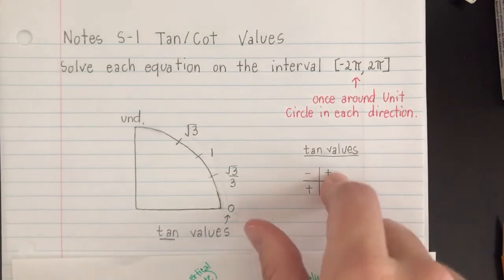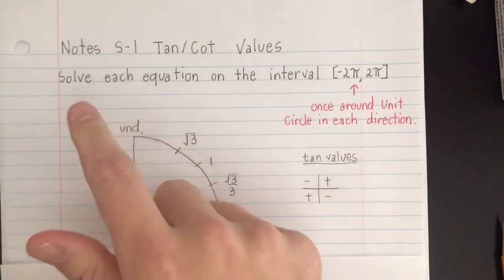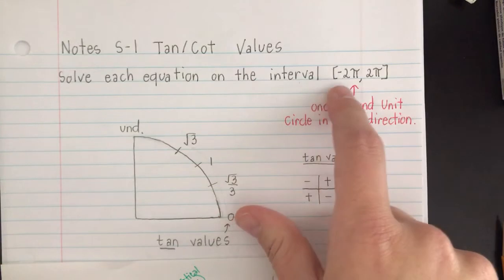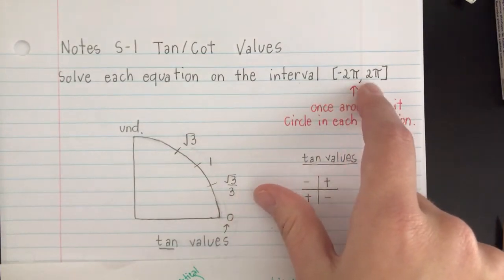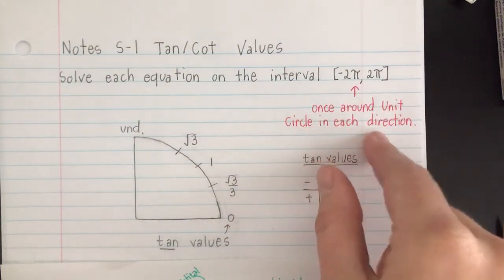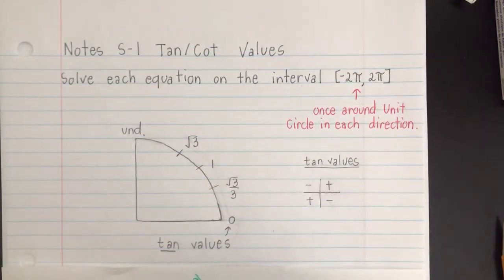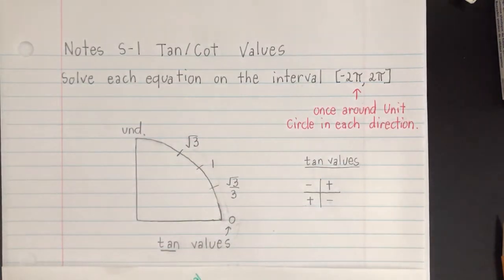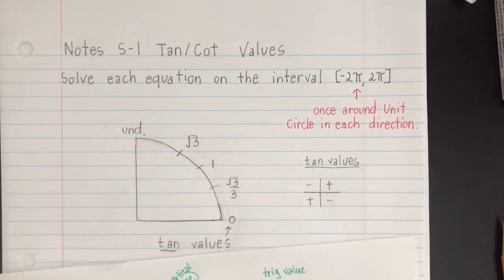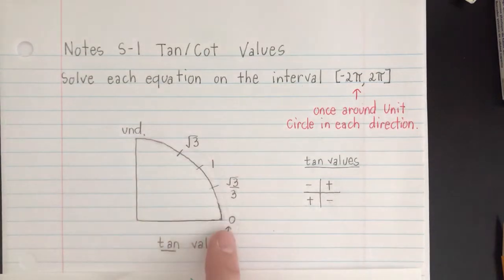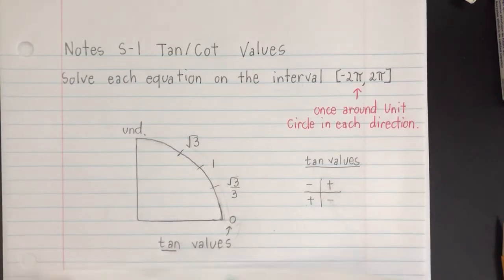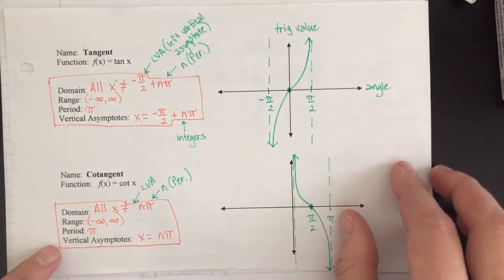So on today's notes, or today's assignment as well, you're going to be solving each equation on the interval negative 2 pi to 2 pi, meaning once around the unit circle in each positive and negative direction. Before we start doing that, I want you to get out your pink notes, and we are going to copy down the tangent of x parent function and the cotangent of x parent function, because knowing these values we can now come up with our tangent and cotangent graph.